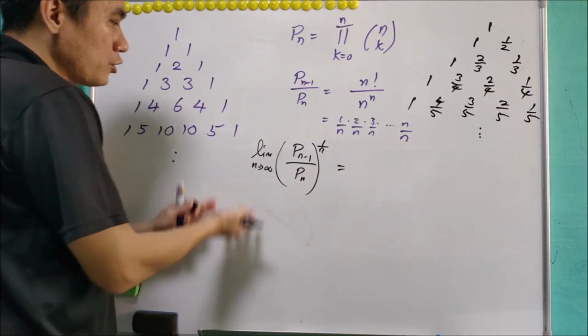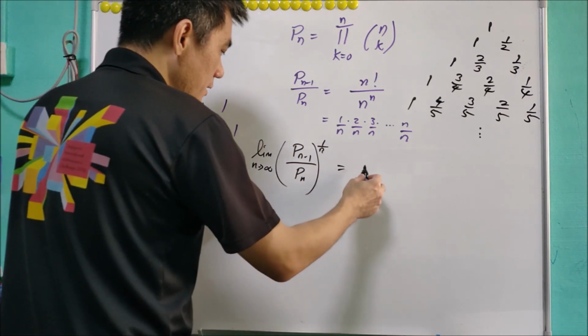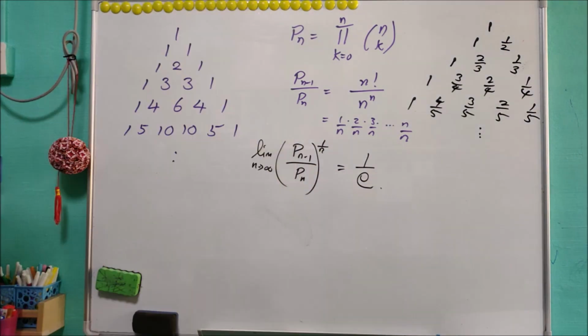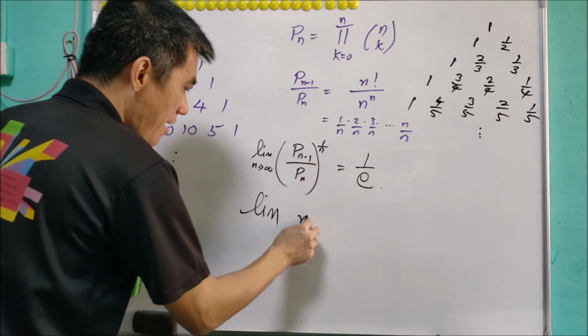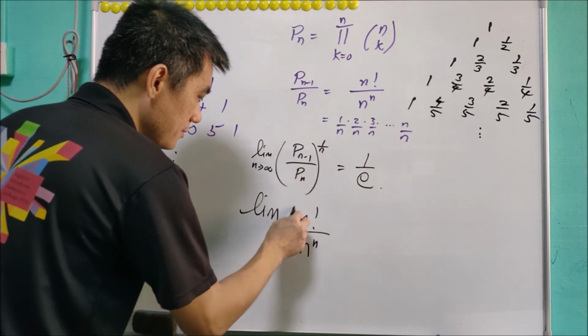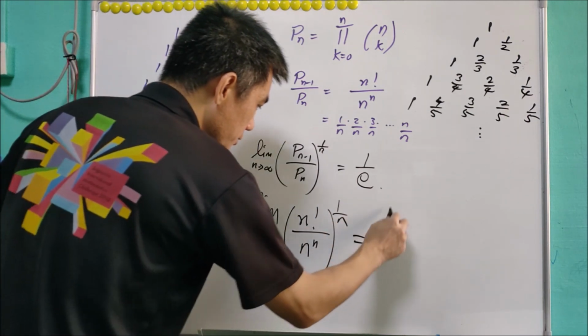Now for this week, we are going to prove that the limit of this term will be equal to 1 over e. In other words, we are going to show that the limit of n factorial over n to the power of 1 over n, as n goes to infinity, equals 1 over e.